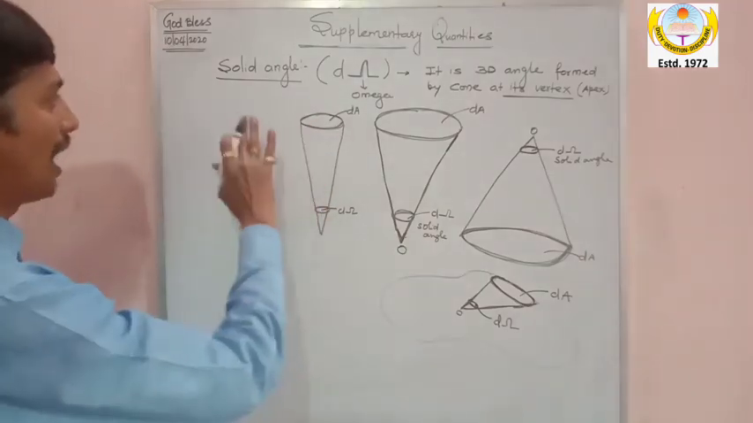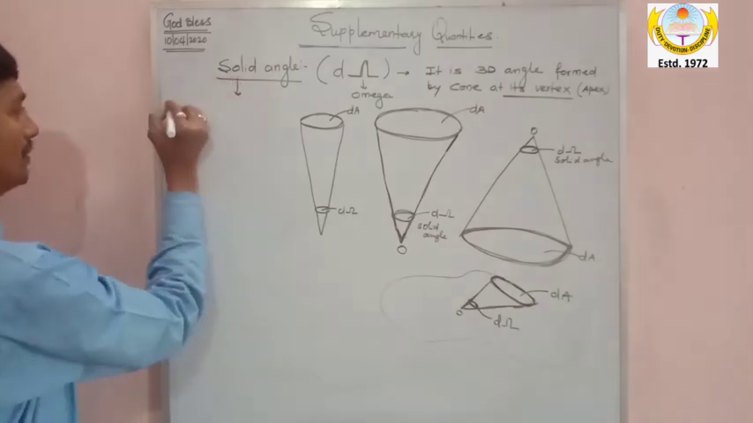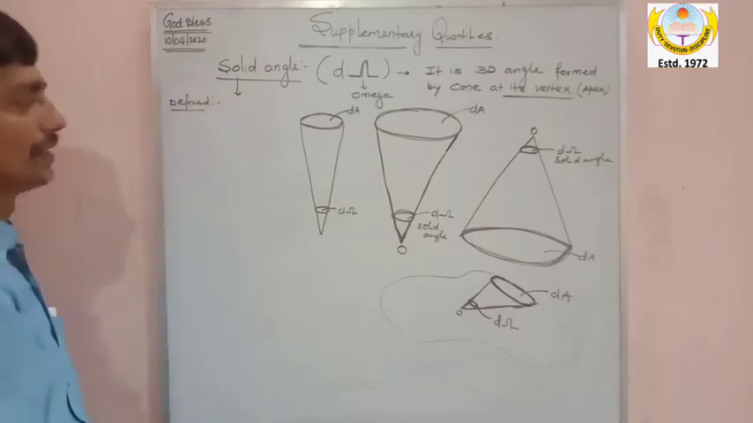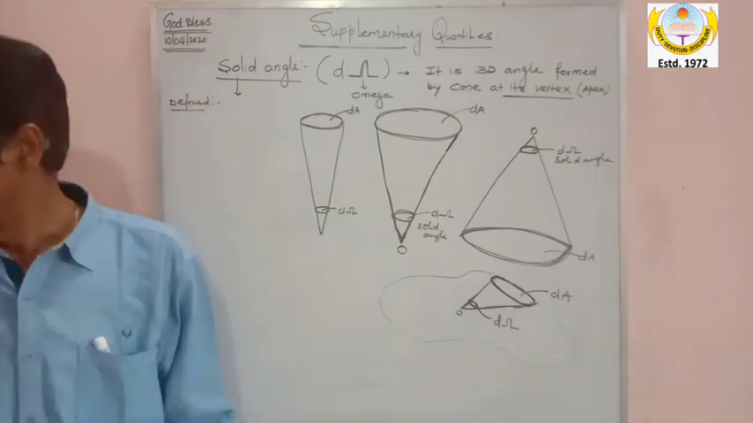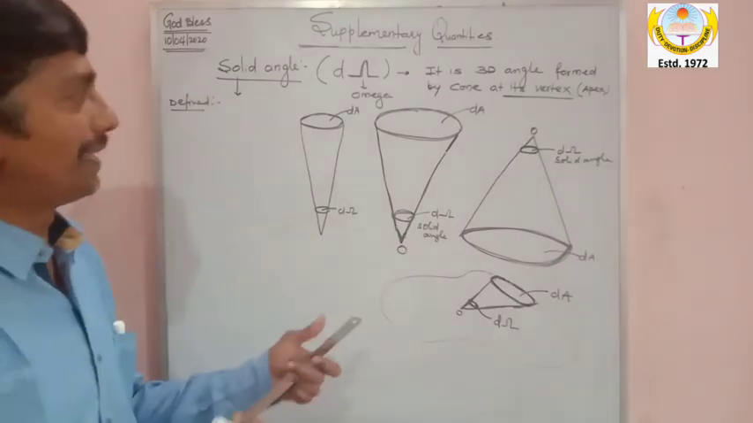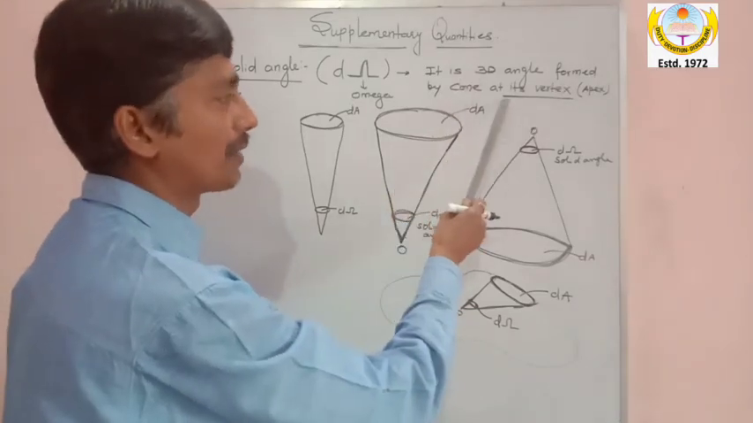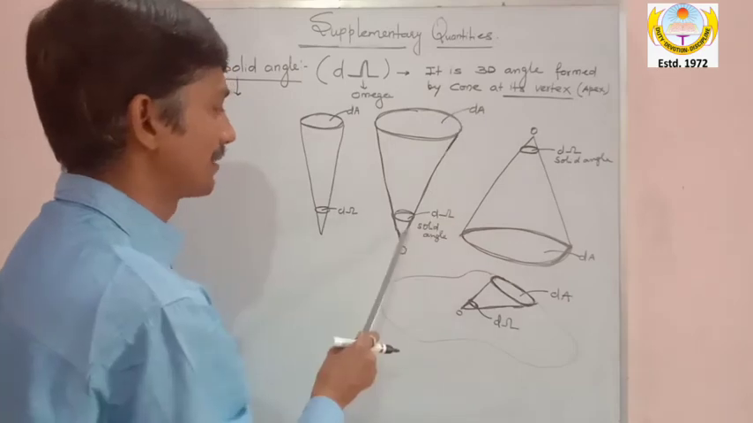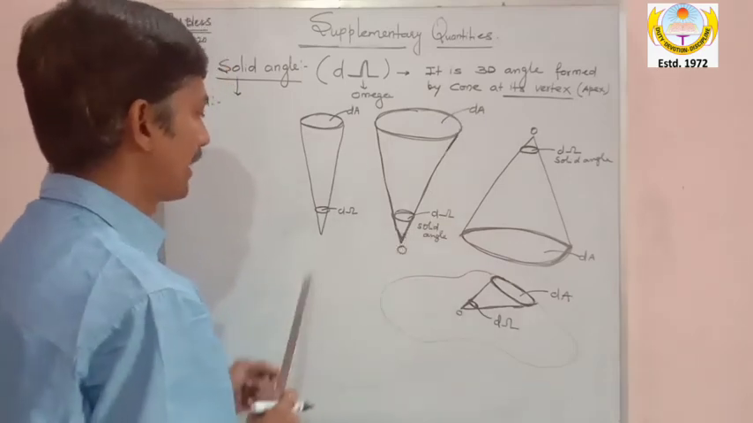So my dear, how do we define solid angle? It is defined as a 3D angle formed by a cone at its vertex, or we can write apex. This is the apex, or vertex also you can say.